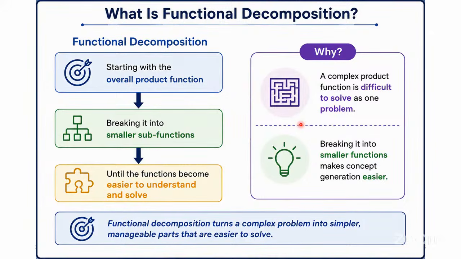So why do we do this process? A complex product function is difficult for us to solve, so we break it into smaller functions so that it is easier for us. Functional decomposition turns a complex problem into simpler manageable parts that are easier for us to solve.